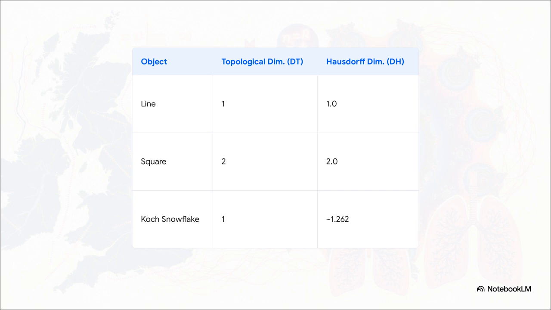But look at the Koch snowflake, that classic fractal. Its dimension is about 1.262. That number, that decimal, is the mathematical proof. It's telling us, loud and clear, this thing is fundamentally more complex than a line, but it's still not quite a 2D plane. It's something else entirely.